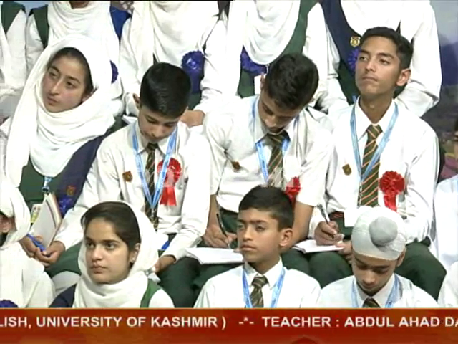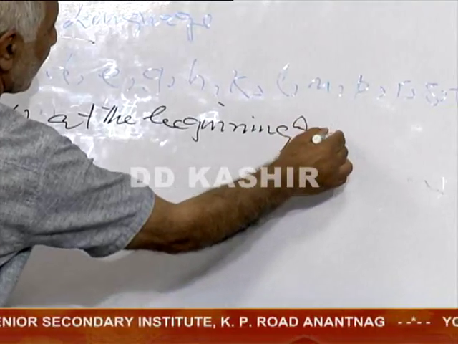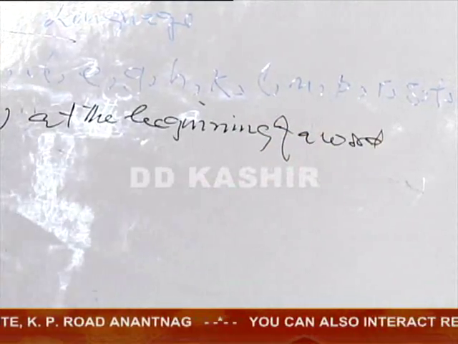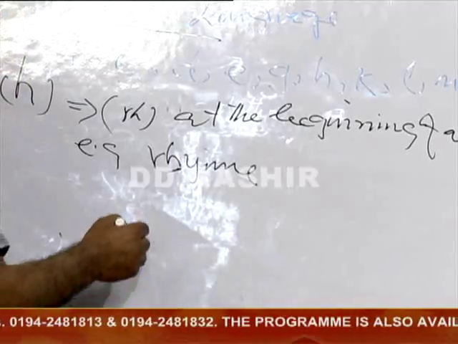Okay. Now next to G we have the letter H. Now letter H is usually silent in the combination RH at the beginning of a word. For example, rhyme. Very good. Rhyme. Rhythm. Yes?